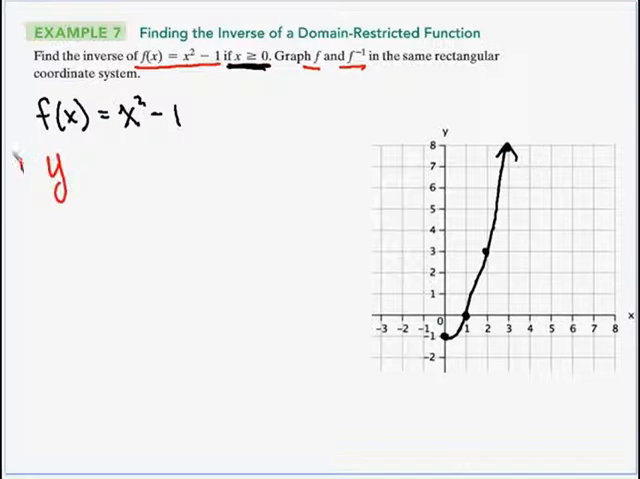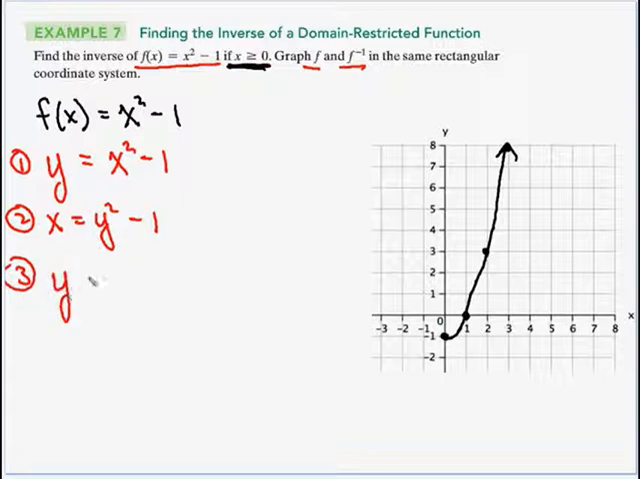So step 1, replace f of x with y. Step 2, swap the variables. Step 3, solve for y. So I'm going to add 1 to both sides and square root. So I add 1 to both sides and square root.